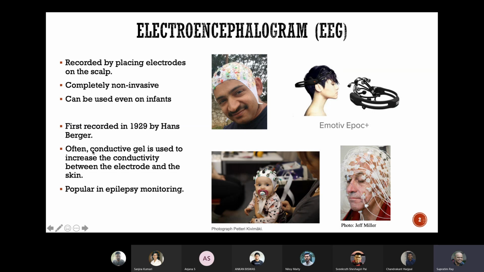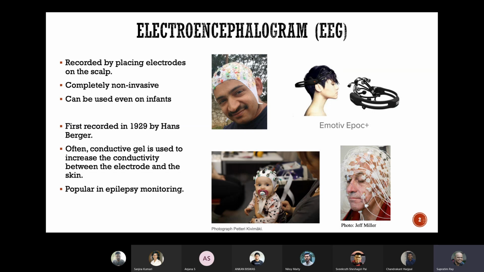So you have a metal electrode and you put some sort of a gel. Usually we, back in the days when I was an undergrad, we used to put salt water, which also works pretty well, to increase the conductivity between the electrode and skin. It's a very popular method. It can be used on infants, on people who are meditating, doing different cognitive tasks, and so on. So a bunch of electrodes stuck on the head.